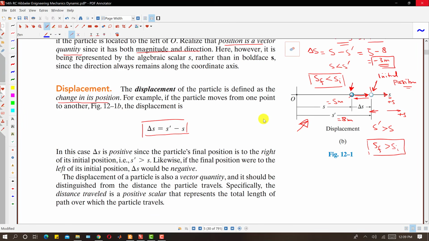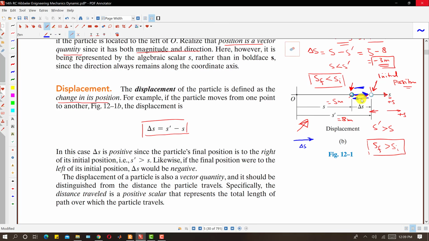So the direction of the displacement will be from the initial position of the particle towards the final position. In the initial case the displacement vector will be this one, so we can consider this vector from the initial position towards the final, and in the second case this will be the representation of the displacement. So in the first case this direction is the representation of positive displacement. This is delta S vector, and this is positive.